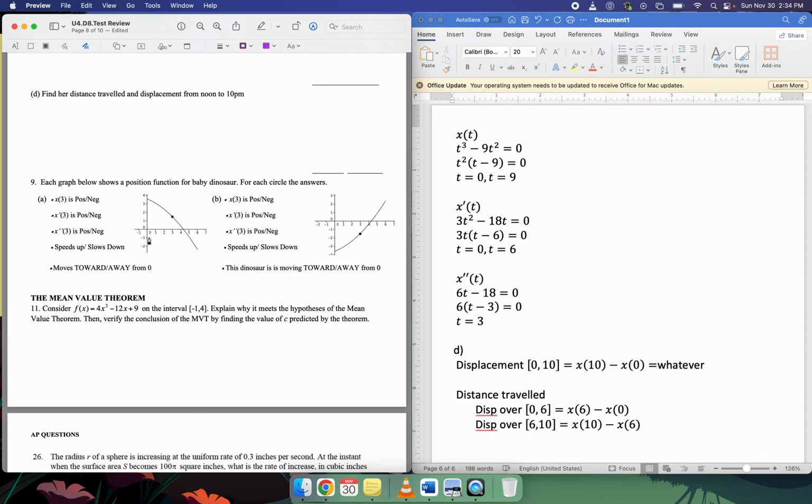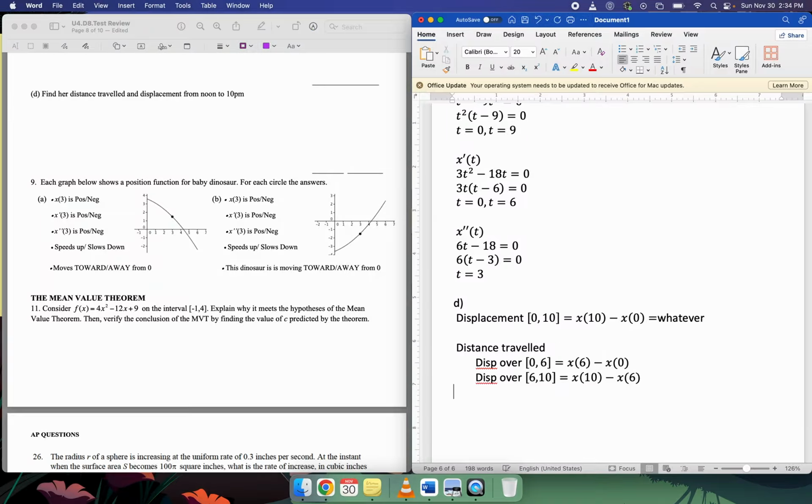Okay, 9. Each graph below shows the position function for a baby dinosaur. For each circle, find the answers. Okay, so x of 3. This is a graph of x, right? This is a graph of the position function. So this is a graph of x.